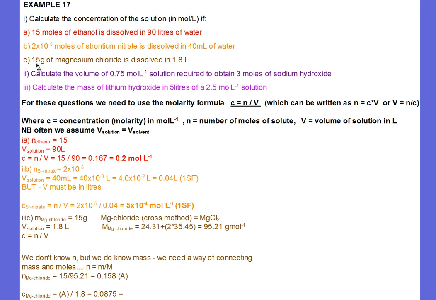Looking here, two significant figures in 15 grams, two significant figures in 1.8 litres. That's got to come to two significant figures, so it's 0.088 moles per litre to two significant figures.